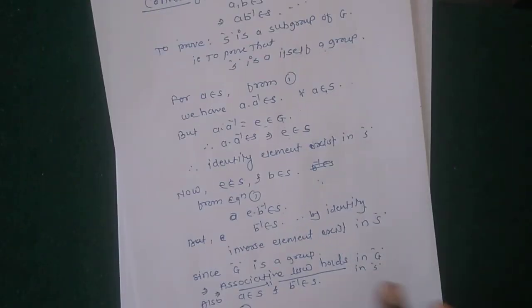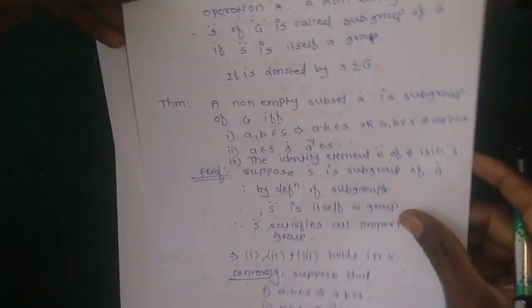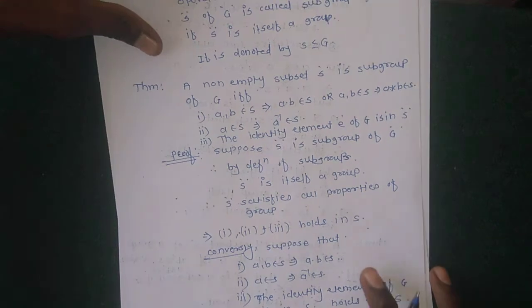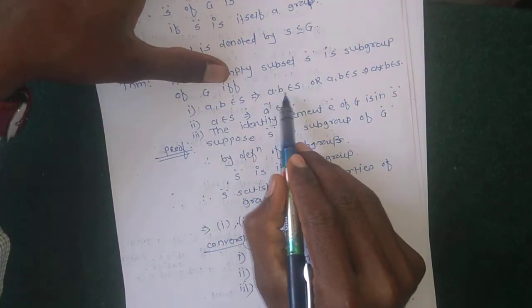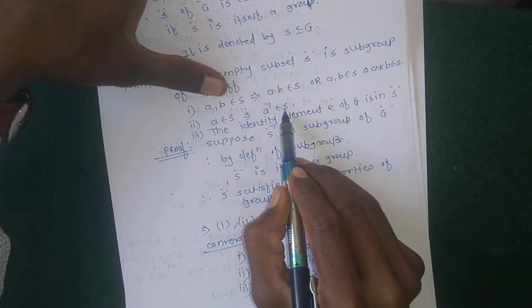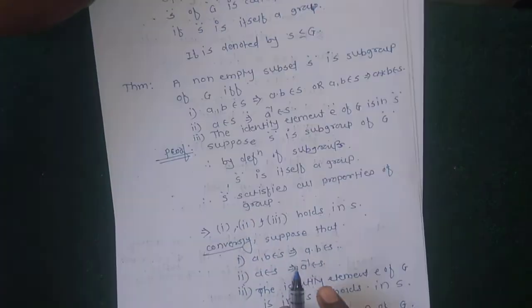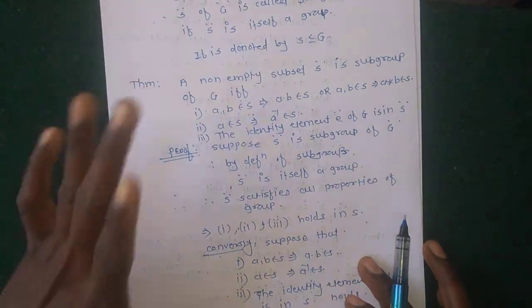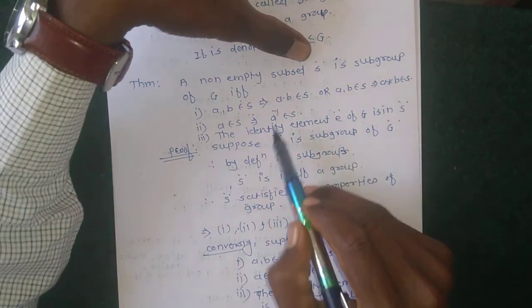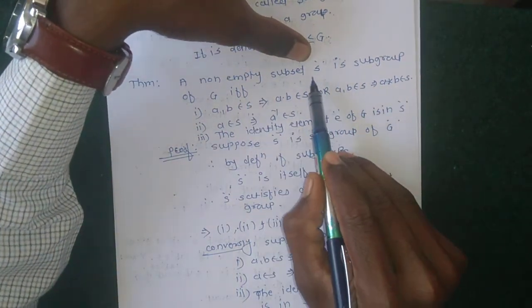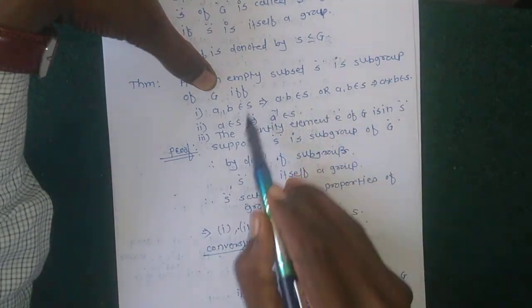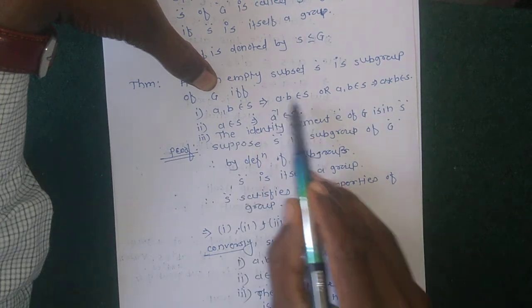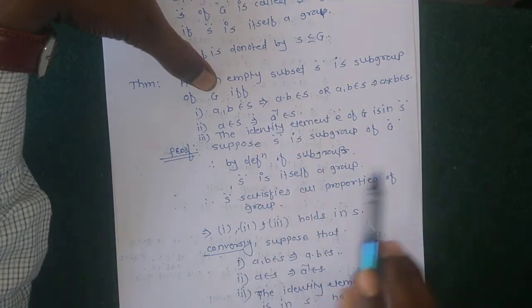How to prove this theorem? Here the first theorem is: a non-empty subset S is a subgroup of G if and only if S is closed under given binary operation and inverse element exists in S. Here, given the if and only if condition, if S is a subgroup of G, then S satisfies these three conditions, and if these three conditions hold, then S is a subgroup.